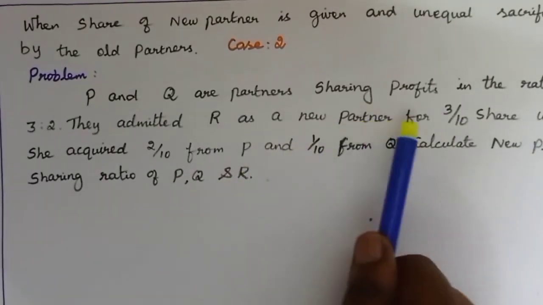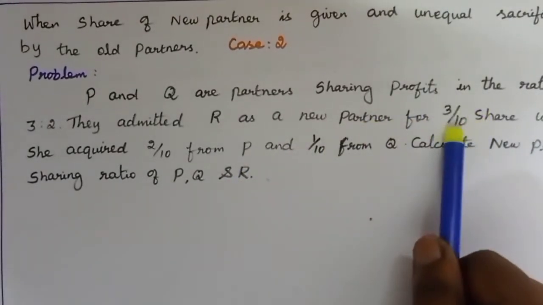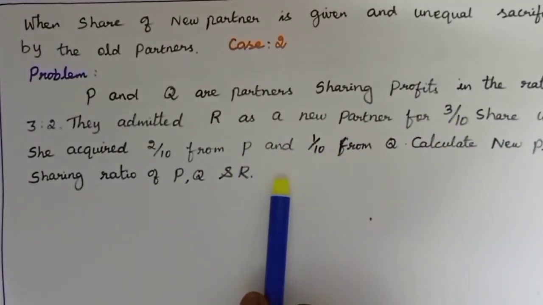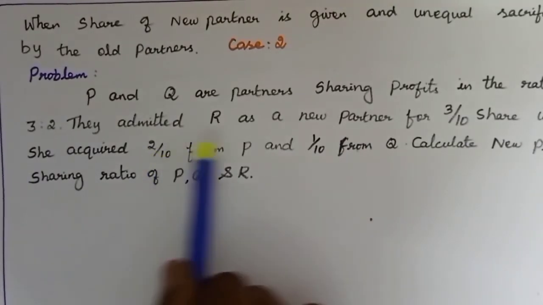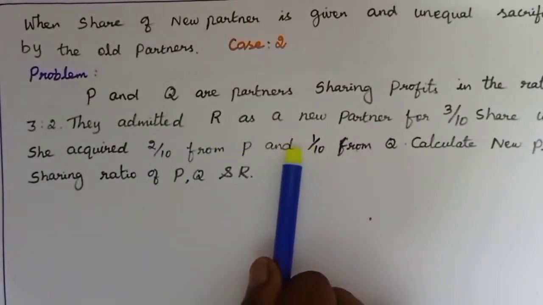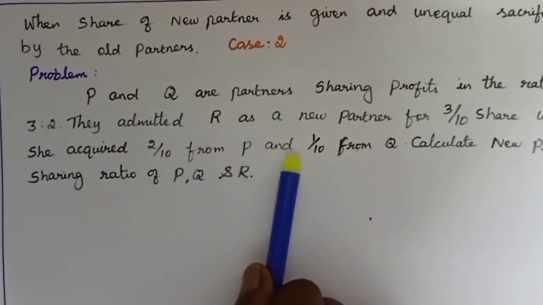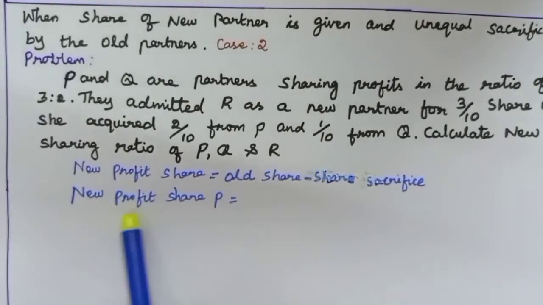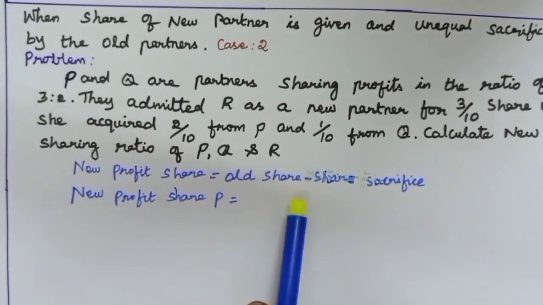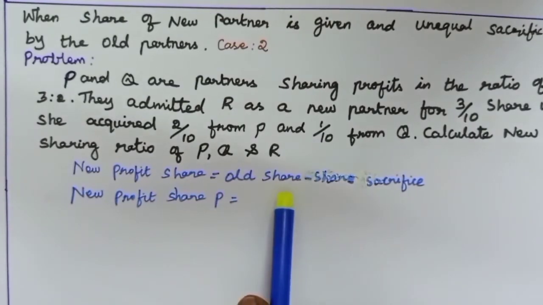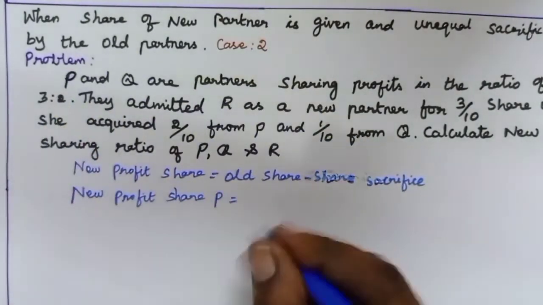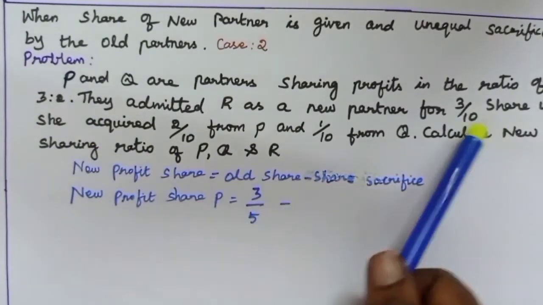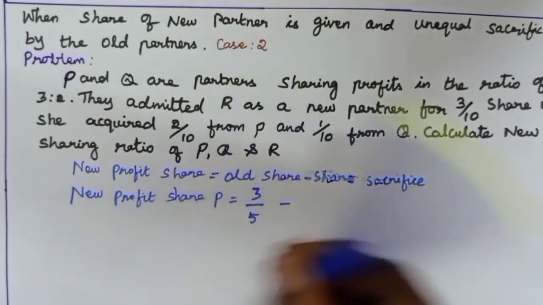The new partner's share of profit is given, that is 3 by 10. Also, the sacrifice by the old partner is given. Sacrifice, P sacrificed 2 by 10 and Q sacrifice is 1 by 10. This is unequal. In this situation, how to find out new profit share? New profit share of P is equal to old share minus share sacrificed. The old share of partner P is 3, total profit is 5, sacrificed by the partner P 2 by 10.